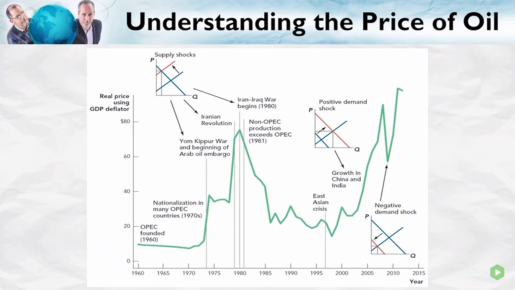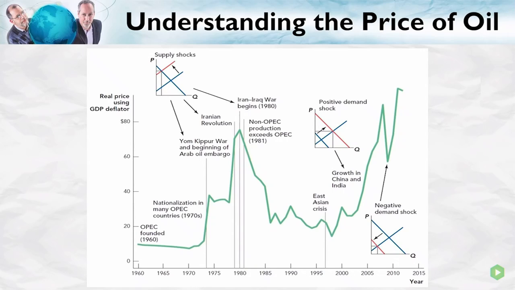We're going to be talking more about the elasticity of demand in future videos. The Iranian Revolution and the Iran-Iraq War were also important supply shocks, negative supply shocks, which pushed up the price of oil. A higher price, however, encouraged more exploration. And as additional sources of oil were discovered in the North Sea and in Mexico, the price of oil began to fall.